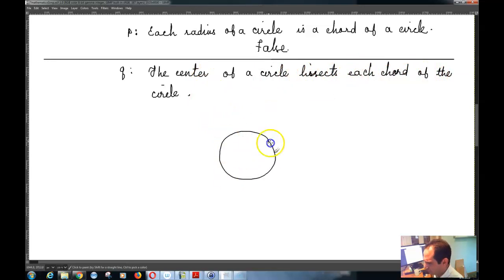Now if you have a circle over here and this is the center, there are some chords that do not pass through the center of the circle, for example this chord over here or this chord over here. But there is, for example, this chord that is bisected by the center of the circle. So these are all counter examples to show that this statement is false.